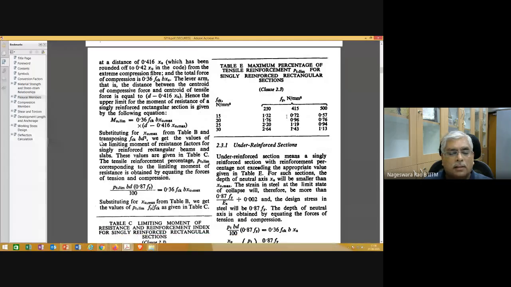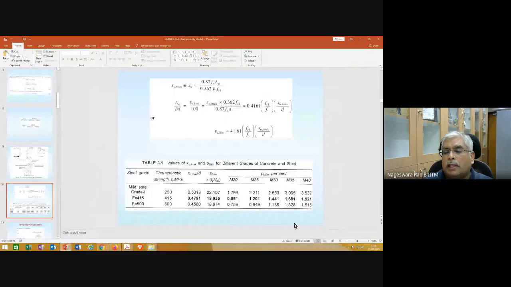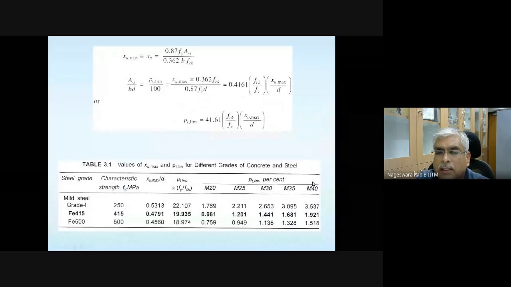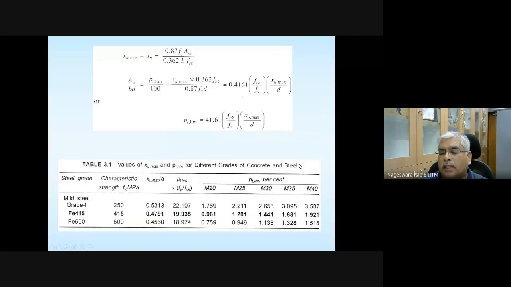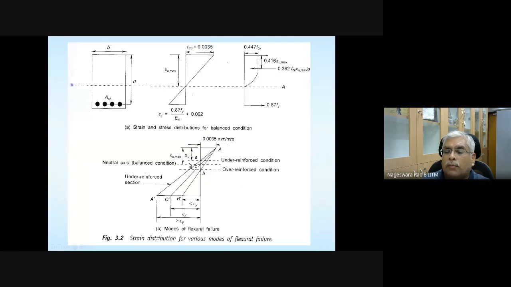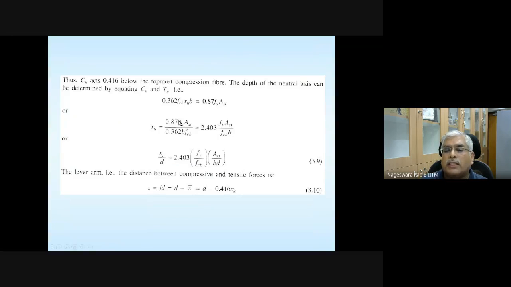Any questions? Anyway, you need to spend time. So now you noted this equation and this equation. Let me go further. And we also noted Xu divided by d. Given a section, given the grade of steel, given the grade of concrete, you make use of this equation, or whichever is given in Annexure G of IS 456, the same equation is given. You calculate Xu, or Xu divided by d.